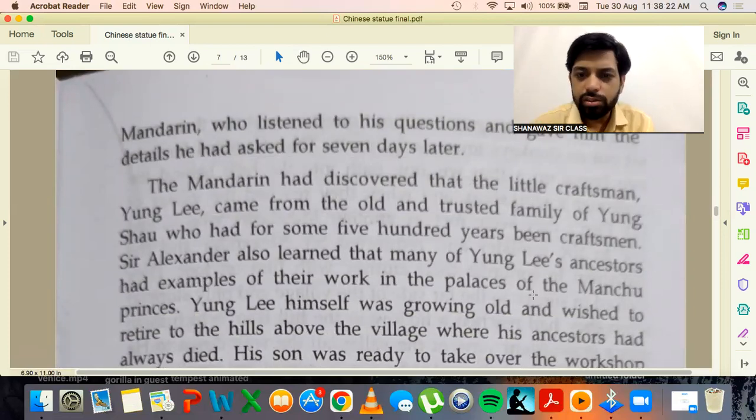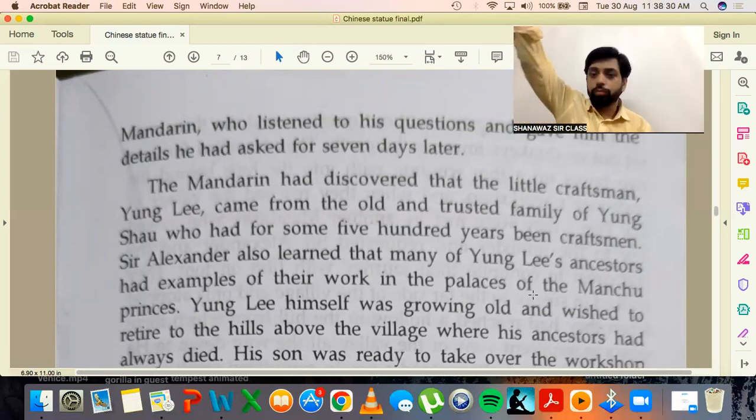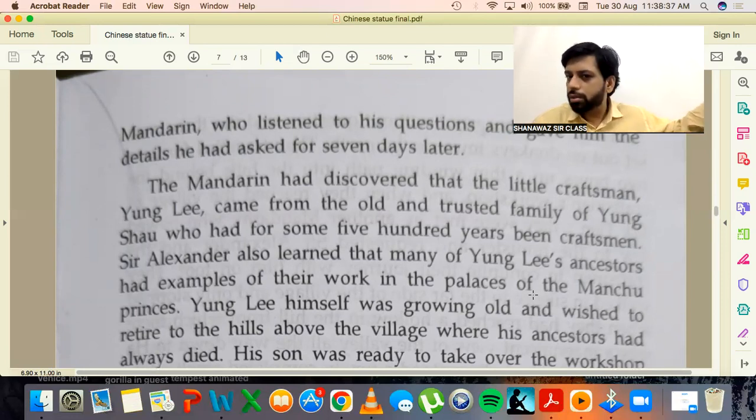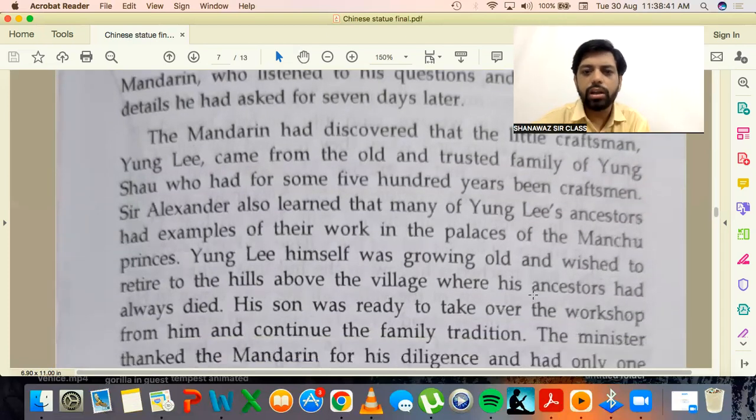So the translator had discovered that the craftsman, whose house they had gone to, was named Hung Lee. He was an old man and he was planning to buy a house on the top of the mountain. It's a kind of village where he can take rest and spend the rest of his life doing something. So Sir Alexander also learned that many of young Lee's ancestors had examples of the work.